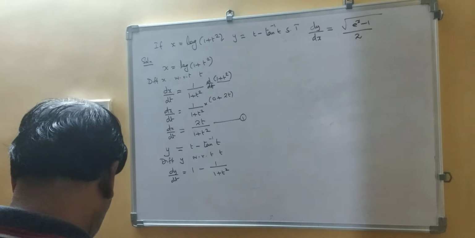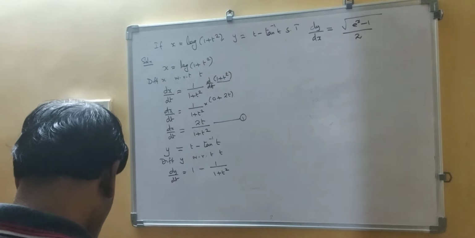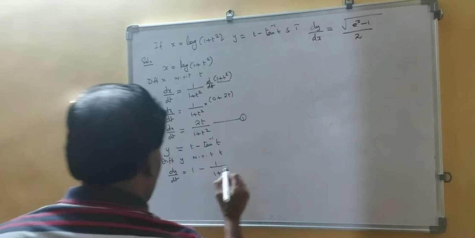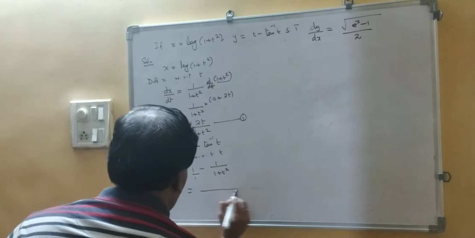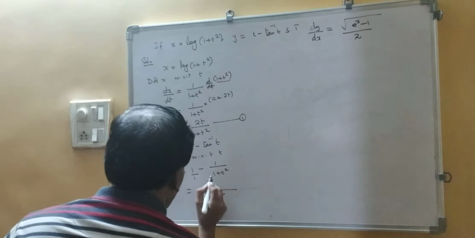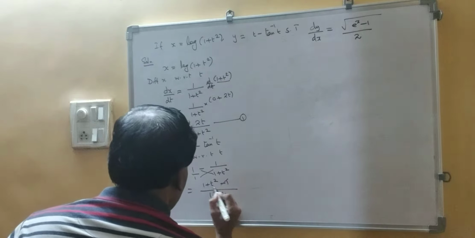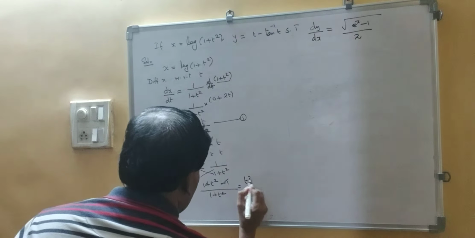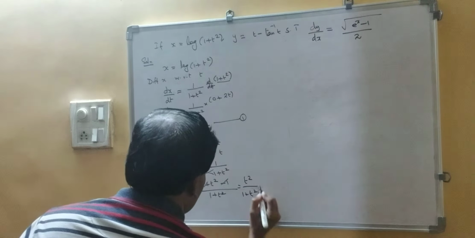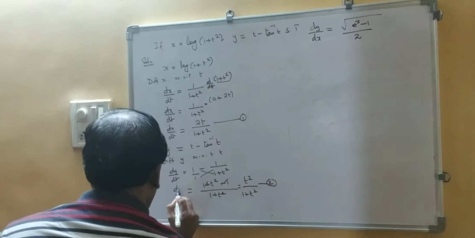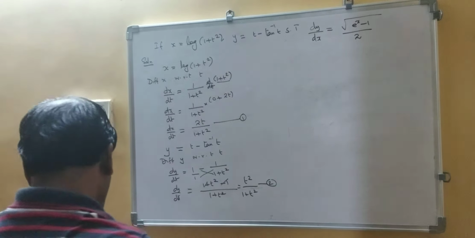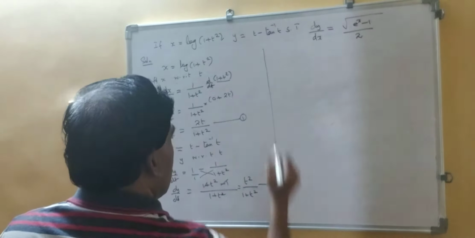So this is equal to 1 upon 1 plus t square. Now we will take LCM. 1 plus t square, cross multiply, 1 plus t square minus 1. So this is equal to t square upon 1 plus t square. Okay. Now what do we want? We want dy by dx.